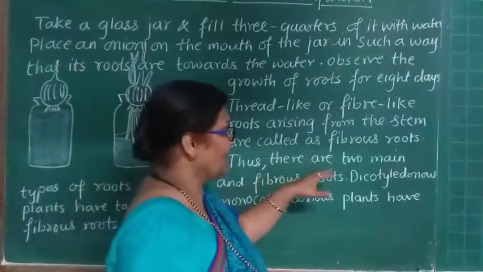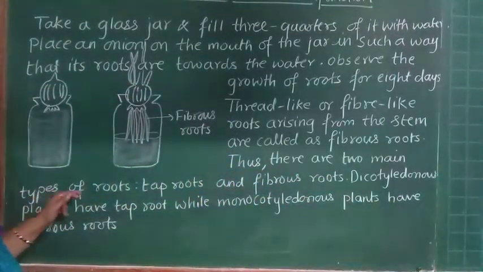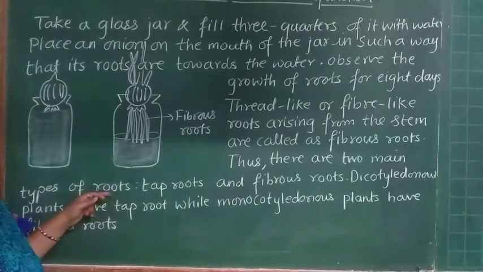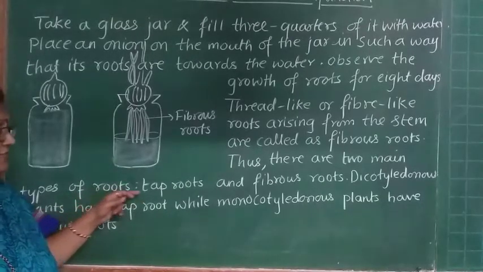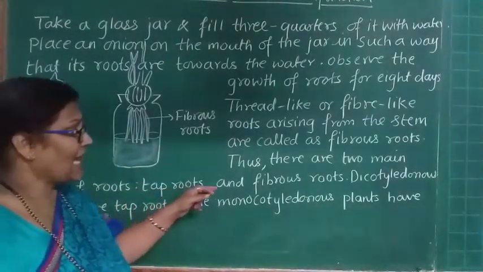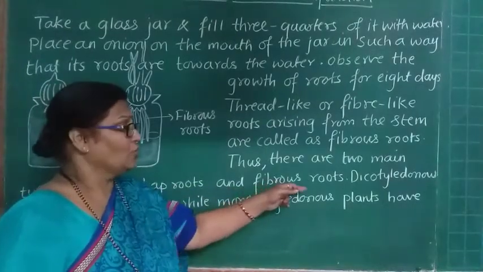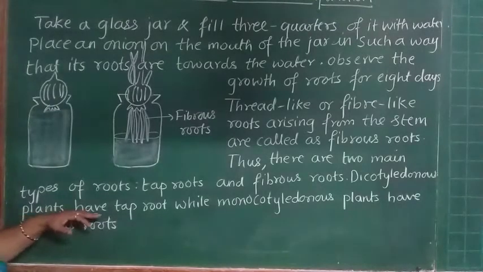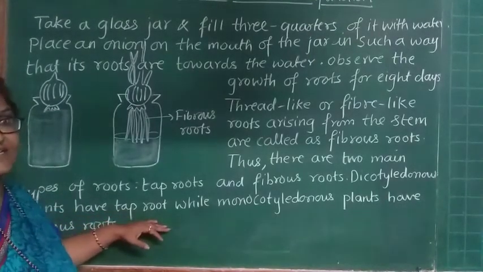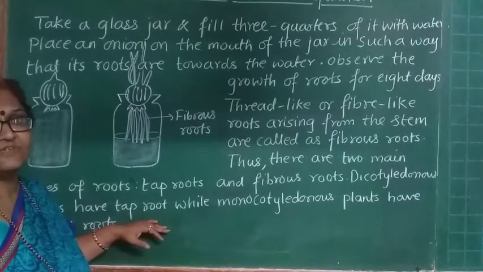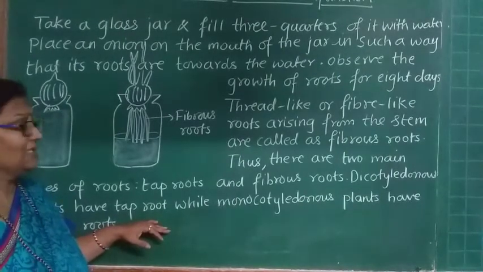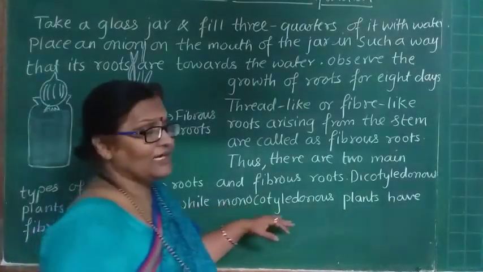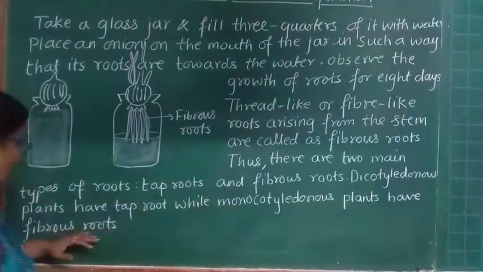Now see here. Thus there are two main types of roots. What does this tell us? That there are two main types of roots. Which are they? They are the tap root and the fibrous roots. Dicotyledonous plants have a tap root. Dicotyledonous plants means the plants having two cotyledons, and they have a tap root. While monocotyledonous plants have a fibrous root.